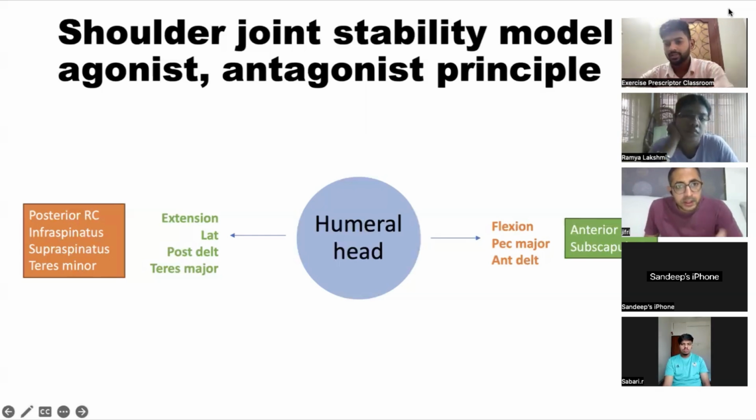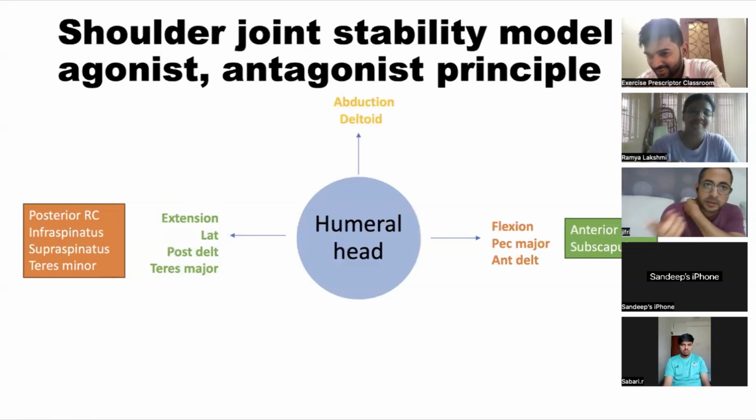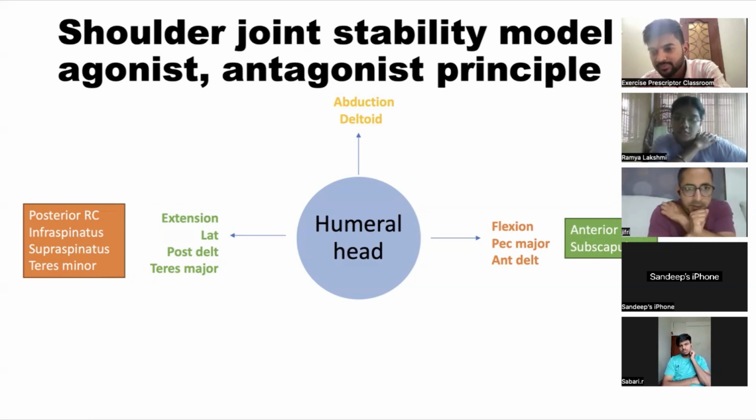Next, we'll talk about the muscles in shoulder abduction. The deltoid, middle deltoid, is the prime mover of shoulder abduction. Then the upper trapezius comes as a supporting muscle. Upper trapezius works as an agonist after 90 degrees. Till 90 degrees, it works as a synergist. Then supraspinatus also will come as a synergist, right?